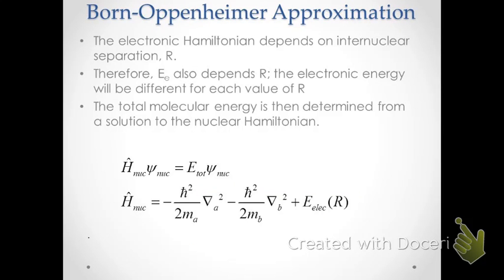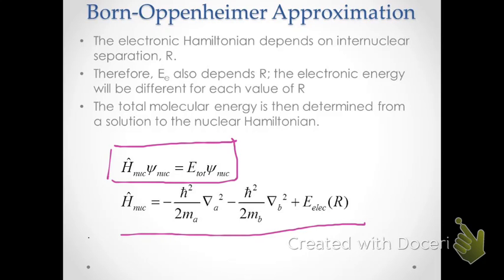What about the nuclear component of the wave function? Well, again, we're not going to be terribly concerned about that right now, but this equation shows the Schrödinger equation for the nuclear component, and the energy here is the total energy of the molecule. The Hamiltonian shown here gives us the kinetic energy for nucleus A, the kinetic energy for nucleus B, and then the electronic energy that we got from solving the electronic Schrödinger equation.